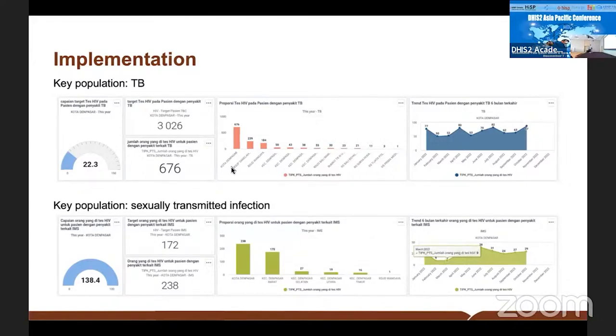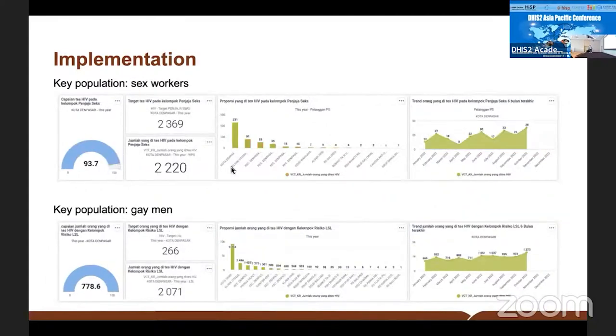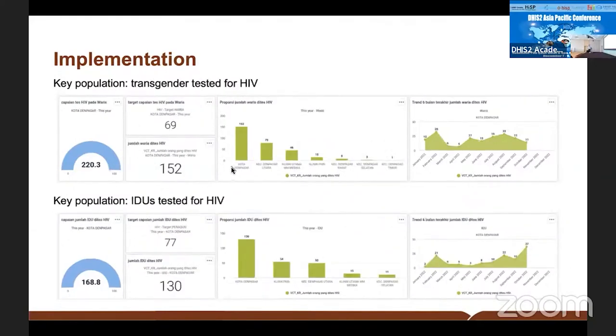that they are implementing in the area. What is the connection between TB and HIV and the data itself? Next, please. It's the same thing with the sex workers and men who have sex with men population as well. And transgenders and IDU tested for HIV.